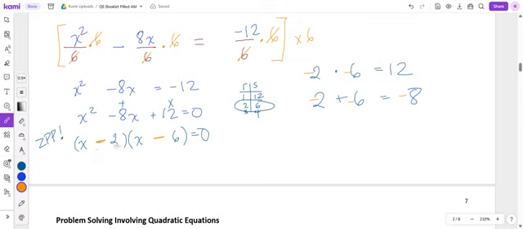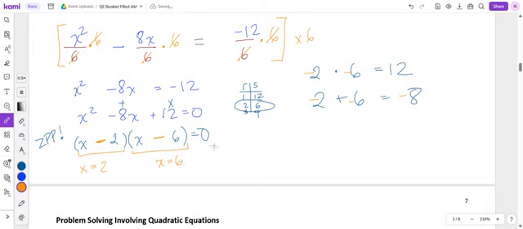So from the first factor, what does x have to equal to make this factor 0? X equals 2. The other factor, x minus 6, well, x would have to be 6, right? Because 6 minus 6 is 0. So the other option is that x equals 6.